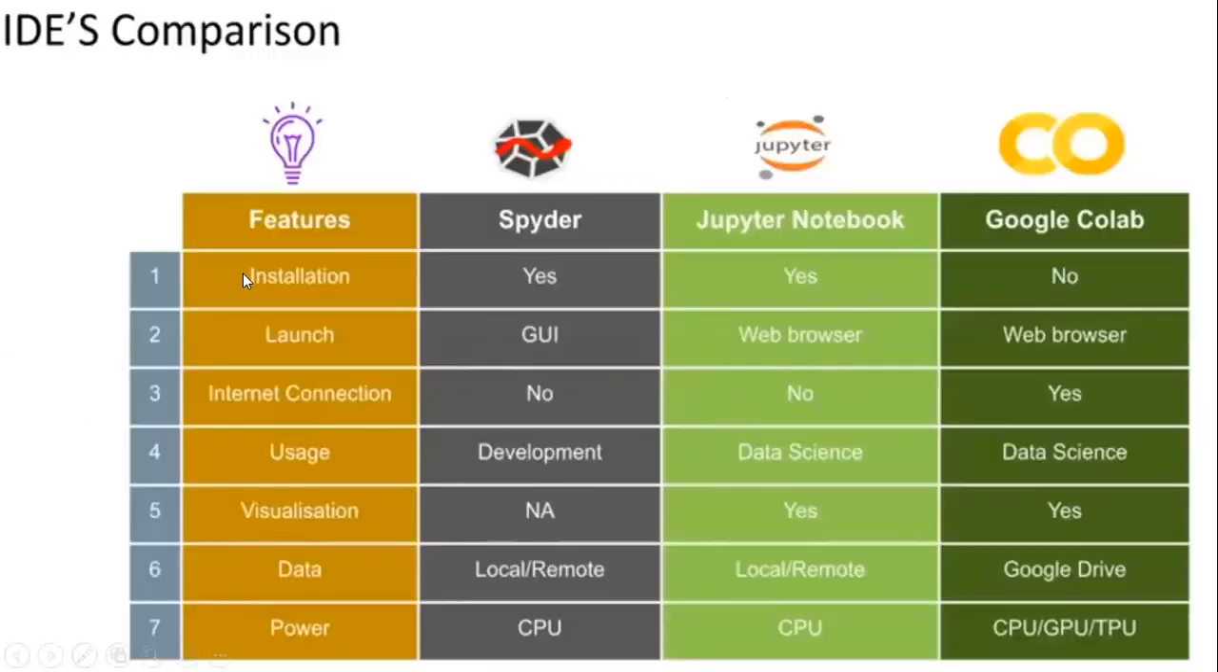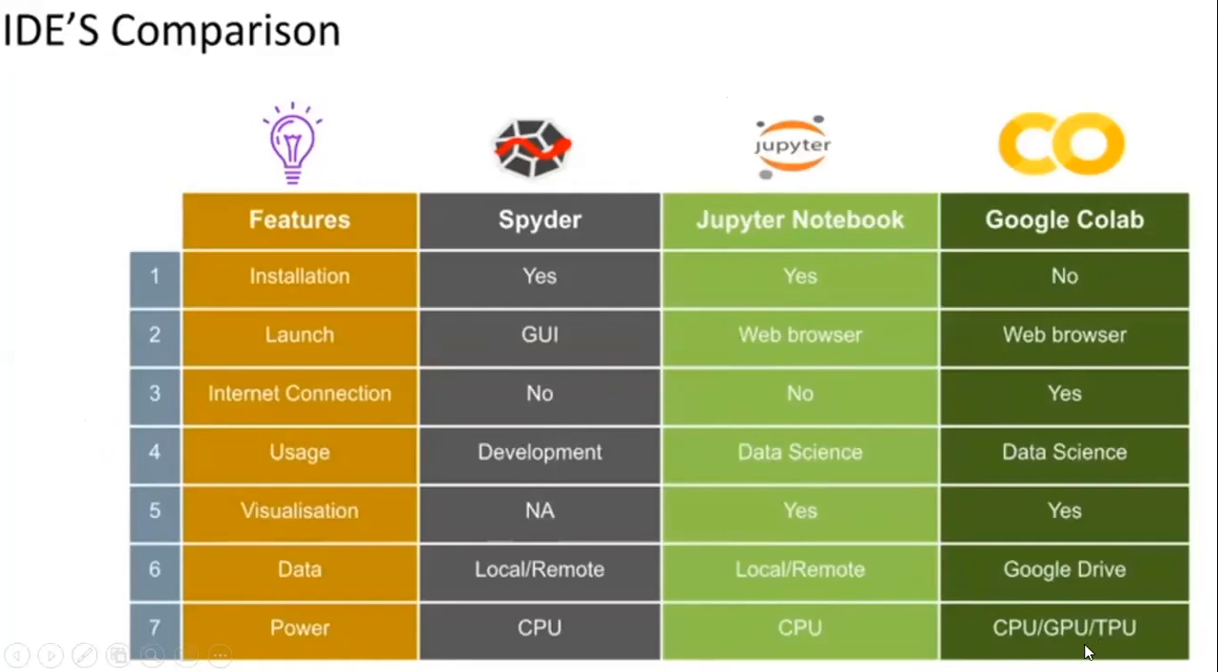So you see here, Jupyter notebook in Anaconda installation: no need to install the software online. But the problem is, if it's huge data, we can't use this one. So mostly it deals with the computer CPU. But if you use Google Colab, it will use CPU, GPU, graphical processing unit, or TPU.